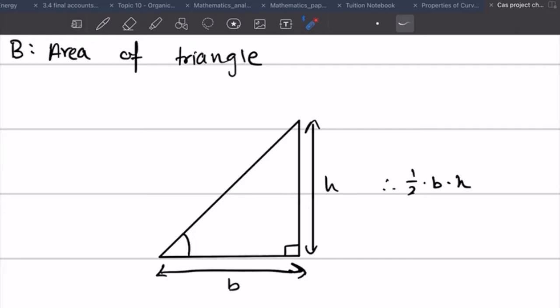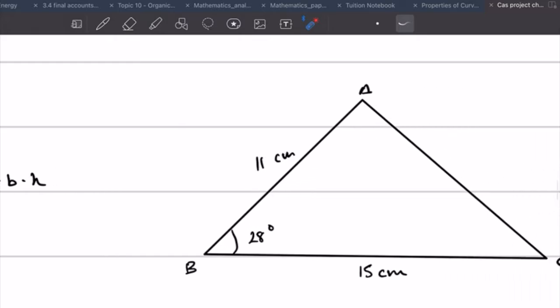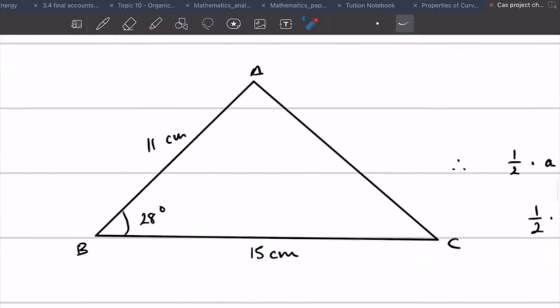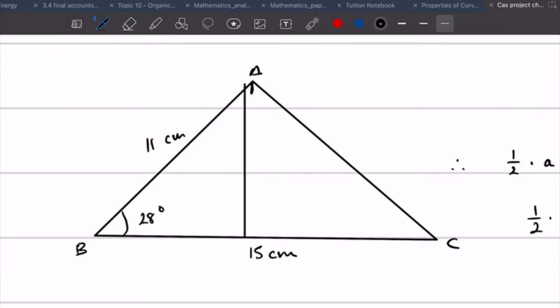So now we look at the case of finding the area of a non-right angle triangle. In this case, this is a non-right angle triangle where none of these angles are actually 90. It could be close to 90, but it's not 90. So what we can do is draw a midpoint from A to the bottom. Okay, and then we can see that now there's two right angle triangles.